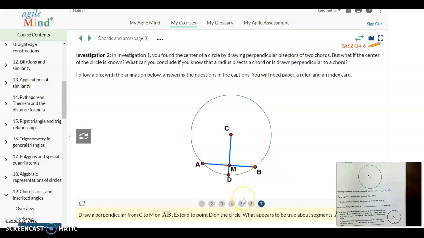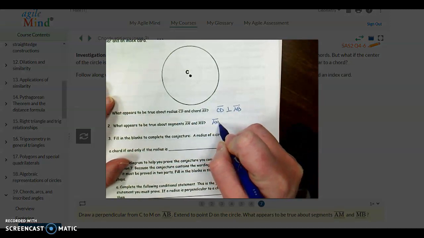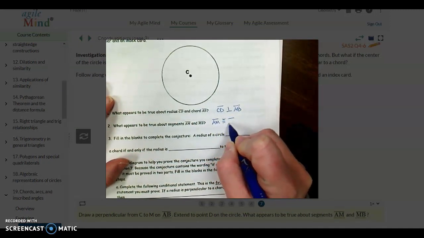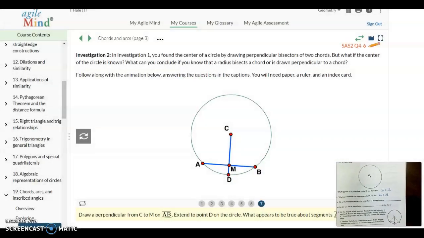So number 2 on your notes says what appears to be true about segments AM and MB. They appear to be congruent. So again, we will write that as segment AM is congruent to segment MB. Remember, you wouldn't use an equal sign here. Numbers are equal, figures are congruent. So we use the congruent symbol.